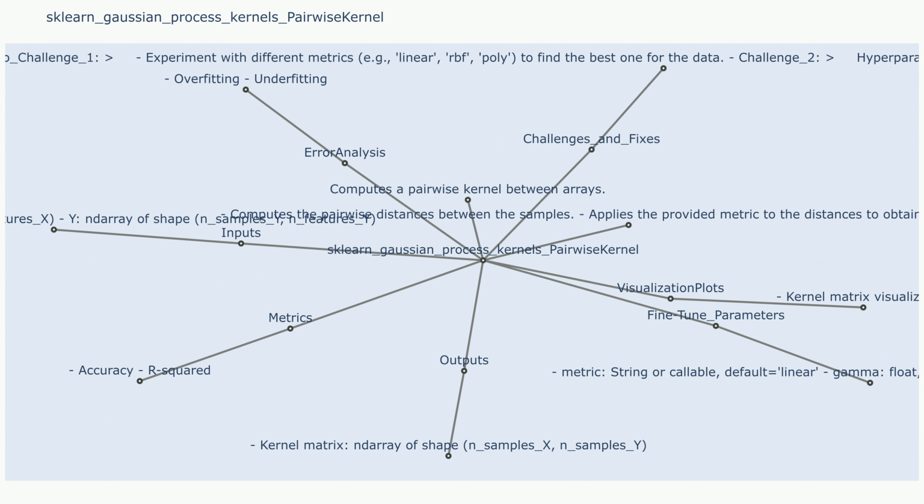Fixes to challenge 2: use efficient data structures and algorithms to compute the similarity between data points. Consider using approximation techniques, such as Nystrom approximation, to reduce the computational complexity of calculating the kernel matrix. Explore dimensionality reduction techniques to reduce the number of data points before applying the pairwise kernel.